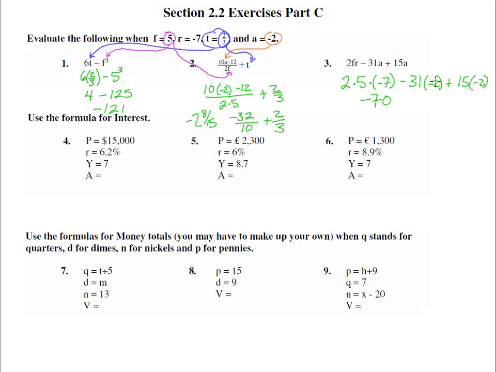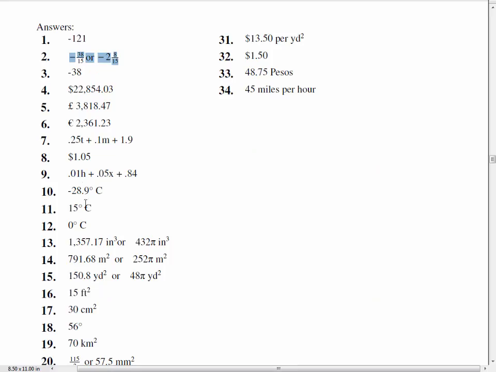Minus 31 times a negative 2, so this is minus a negative 62. Minus a negative 62 makes it a plus 62. Plus 15 times negative 2, that's plus a negative 30 or minus 30. So we're going to have negative 70 plus 62, that's a negative 8, minus 30 is a negative 38. Let's double check our answer. Negative 38, good. Number 4.